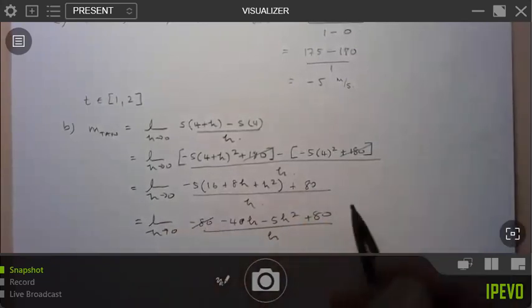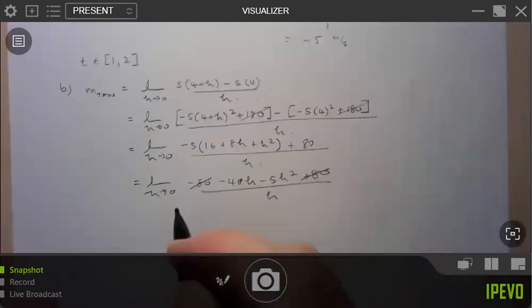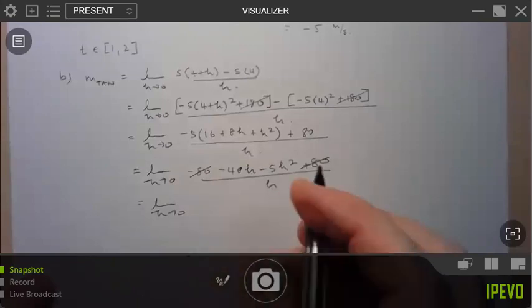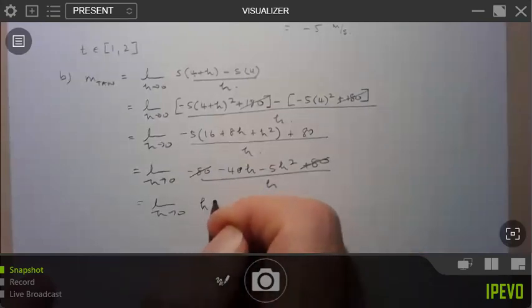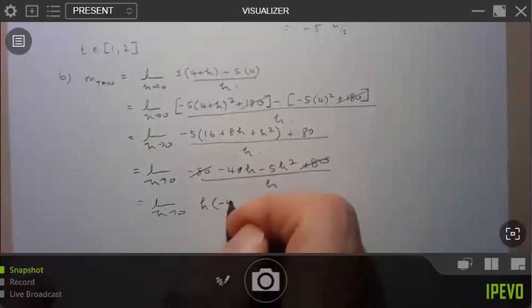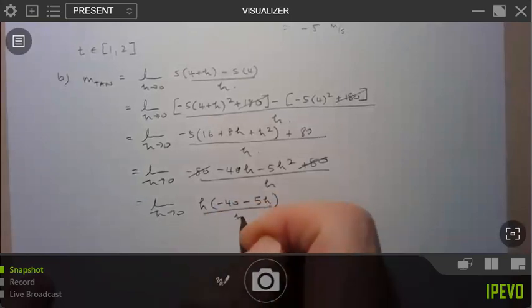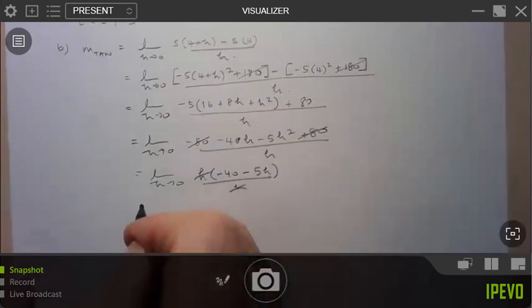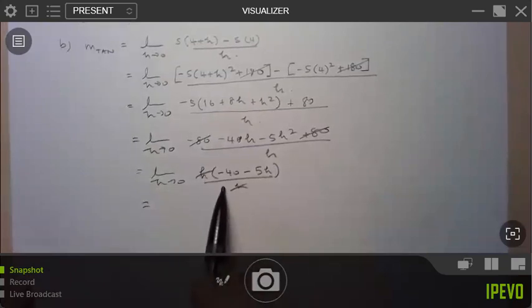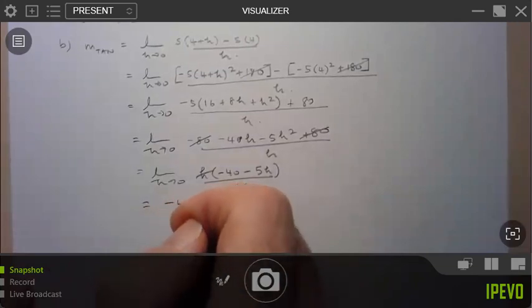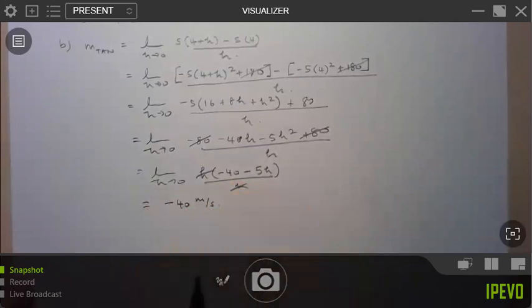So these constants cancel out. I can factor out an h, or I guess I can even factor out a negative h if I wanted to. Let's just factor out the h. Okay, so what do we have here? Negative 40 minus 5h. And there we go. And so now at this point that we've reduced the h's, we should be able to determine the limit. And we see that this part here goes to 0. So it's just negative 40 meters per second.